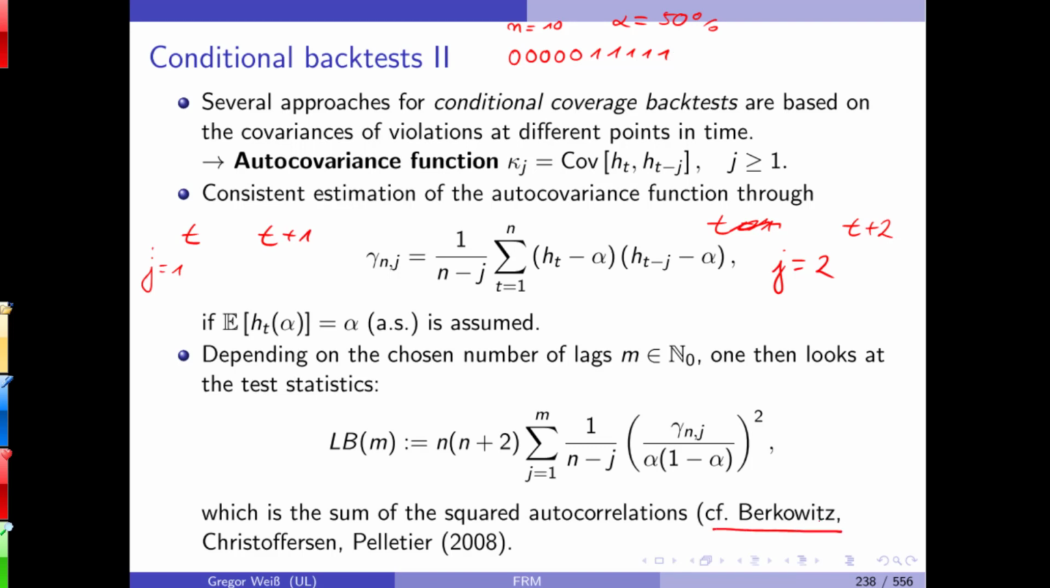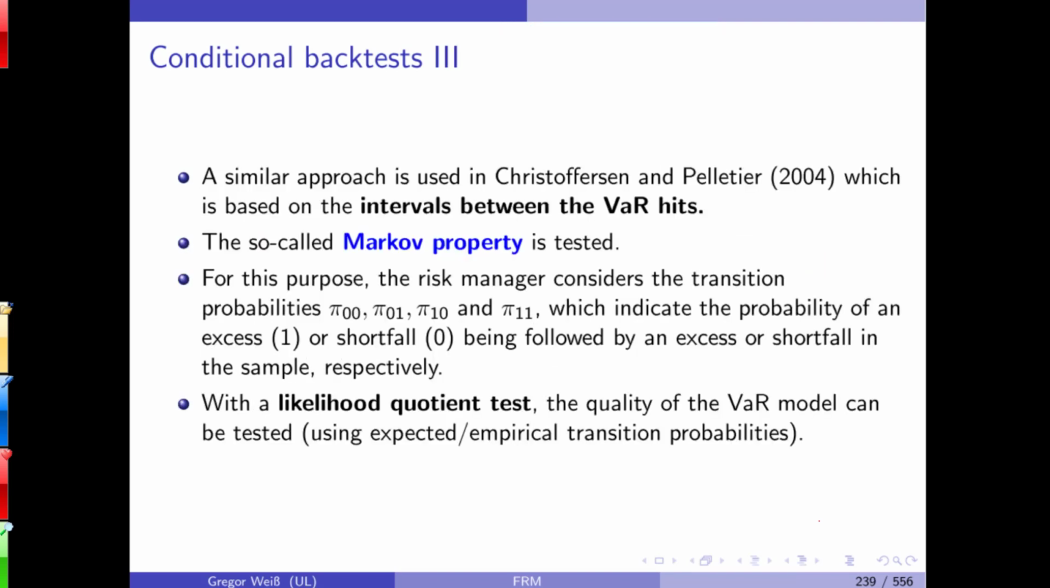This test is due to Berkowitz, Christoffersen, and Pelletier. Christoffersen used to be a professor of finance at the University of Toronto. And this is one example of a conditional test. You can also use a similar approach. There's one test by Christoffersen and Pelletier from 2004, which is based on the intervals between the VaR hits. And it tests the so-called Markov property, Markov Eigenschaft.